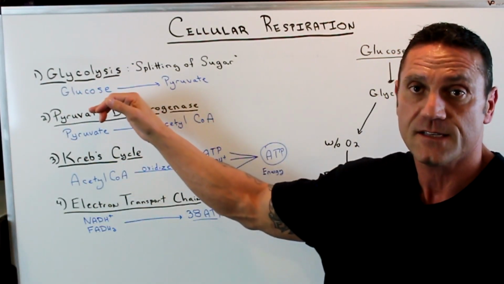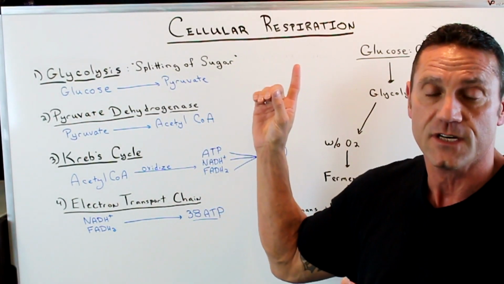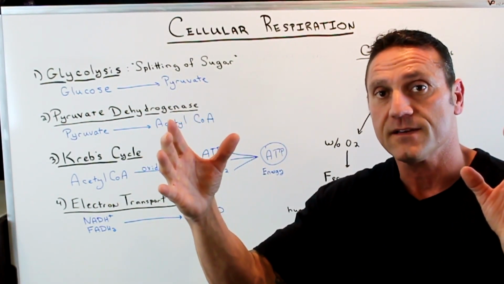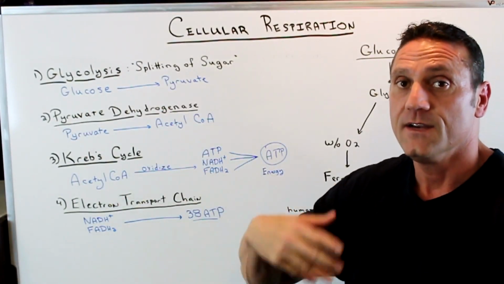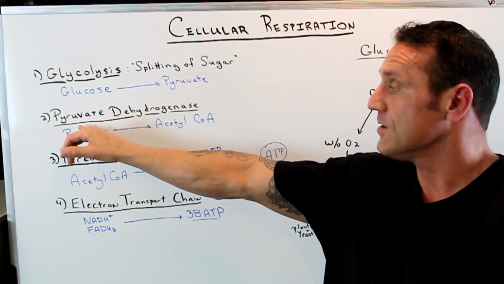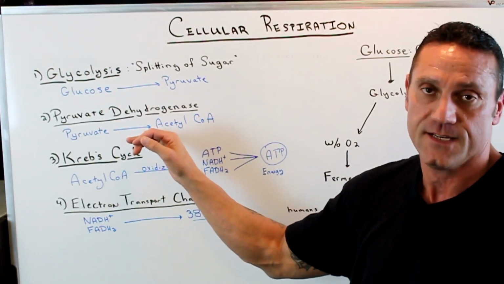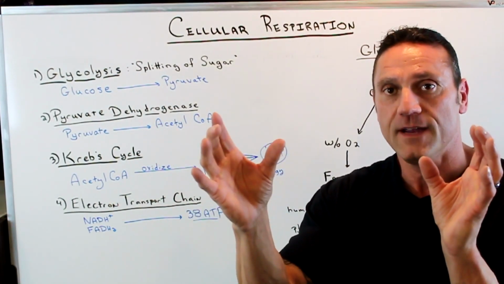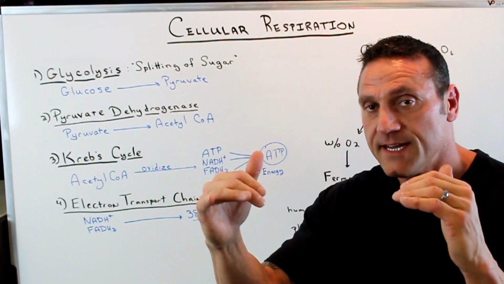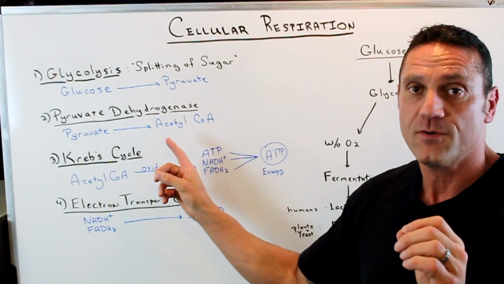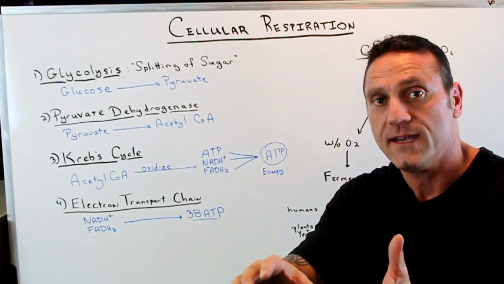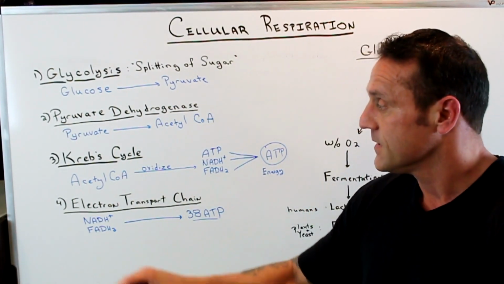Step 1 is glycolysis. Glycolysis is the splitting of sugar. You're taking the glucose molecule and you're going to split it into pyruvate. Next, step 2 is called pyruvate dehydrogenase. You're going to take that pyruvate molecule and further break it down to form acetyl-CoA. Acetyl-CoA is very, very important because that is a segue into the Krebs cycle.